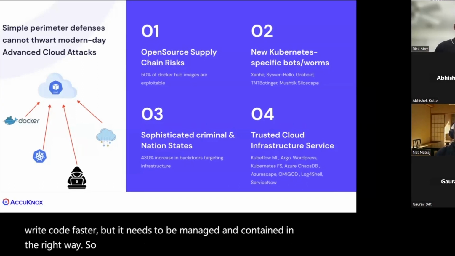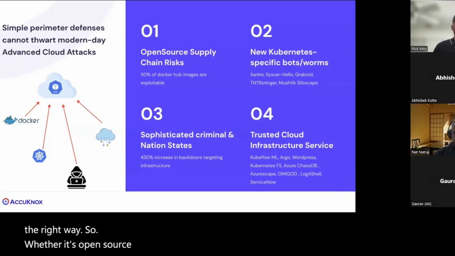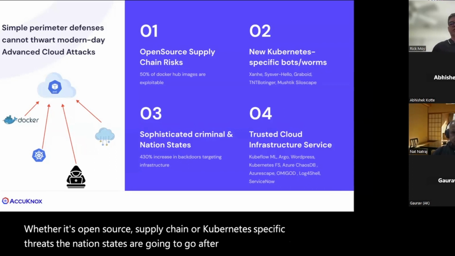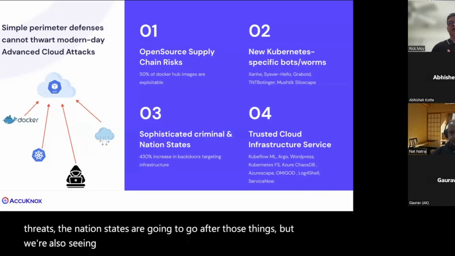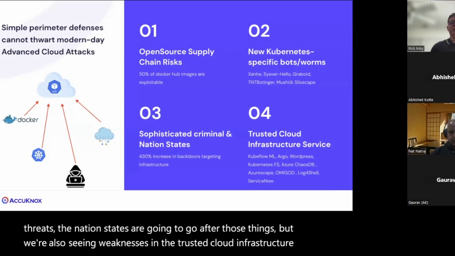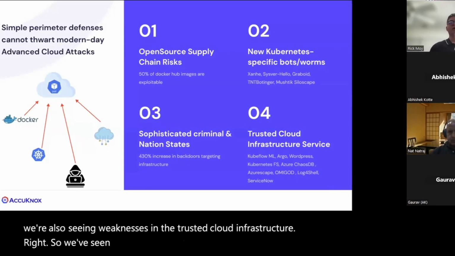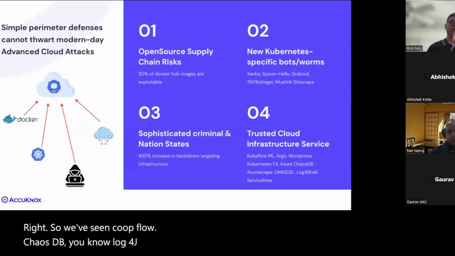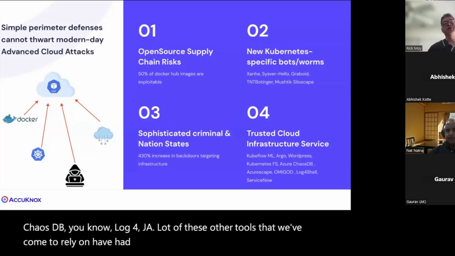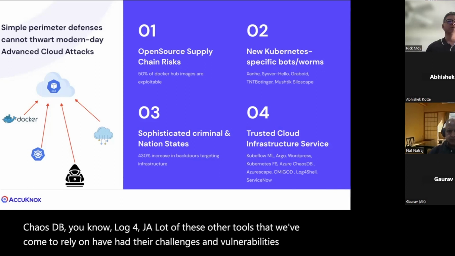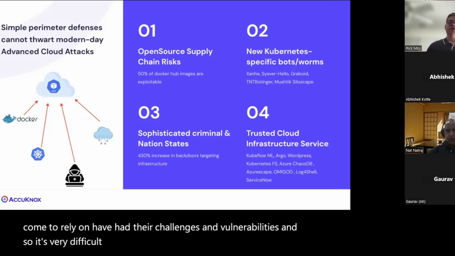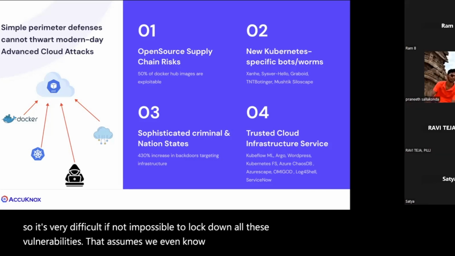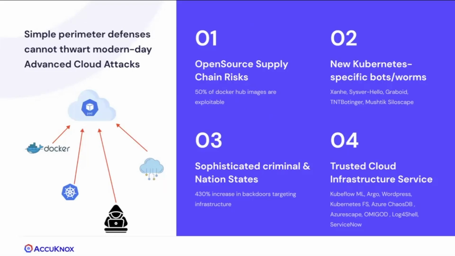So whether it's open source supply chain or Kubernetes specific threats, the nation states are going to go after those things. But we're also seeing weaknesses in the trusted cloud infrastructure. Right, so we've seen Kubeflow, ChaosDB, Log4j. A lot of these other tools that we've come to rely on have had their challenges and vulnerabilities. And so it's very difficult, if not impossible, to lock down all these vulnerabilities. That assumes you even know where they are, right? Let alone 0 days that come out.